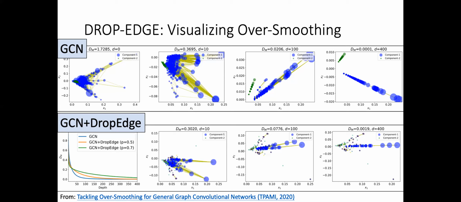And in the lower figure, which is GCN with the drop edge, we can find that first, the convergence to the subspace becomes much smaller. So we can see this dm decreases much slower. And we can also see that the number of connected components is larger when we perform this drop edge on GCN with the dropping rate p equals 0.5. And if we increase it to 0.7, then we can find that the convergence speed will be further decreased.